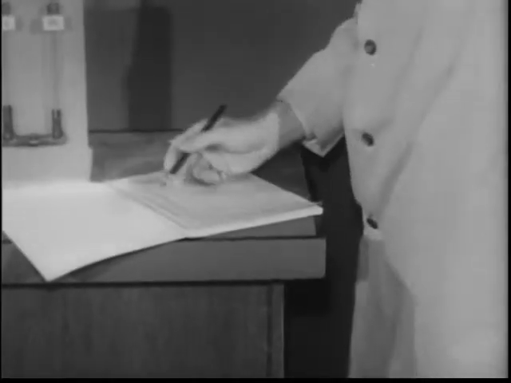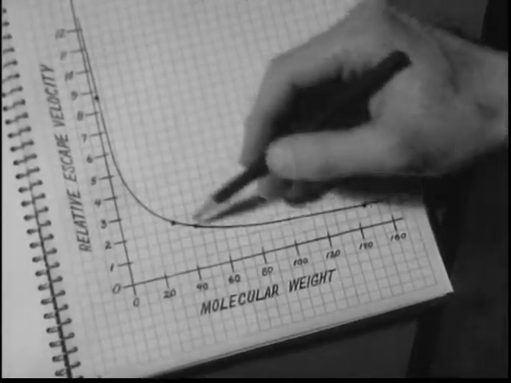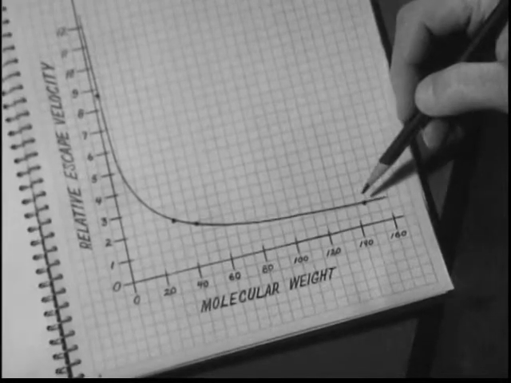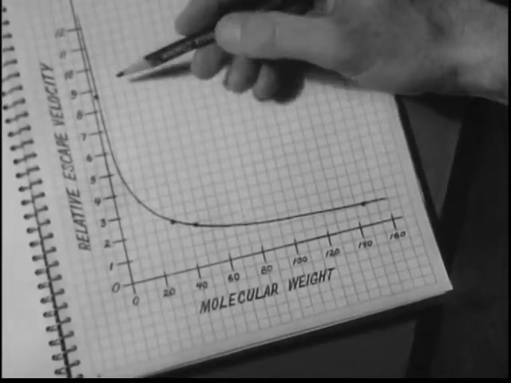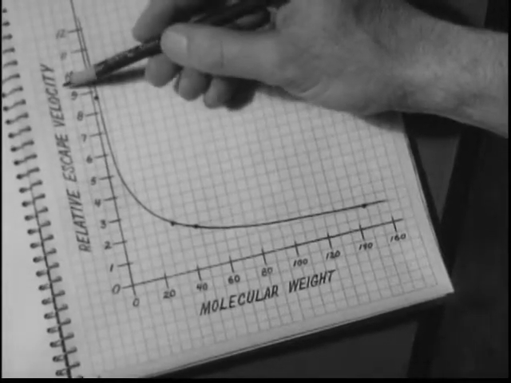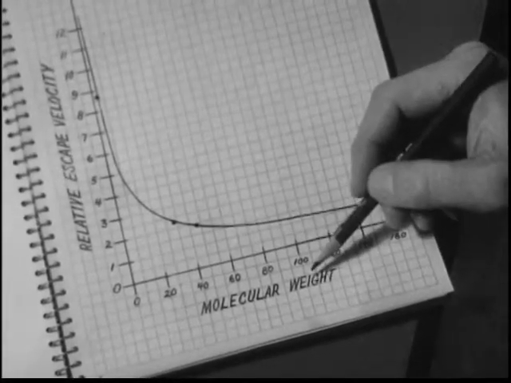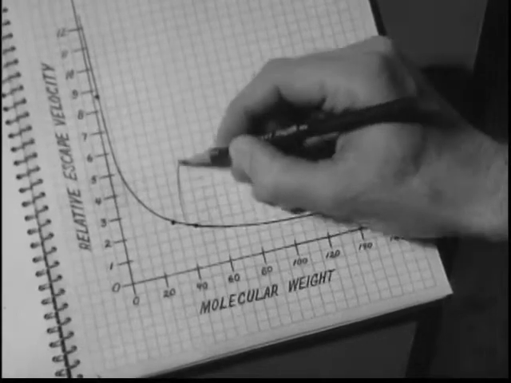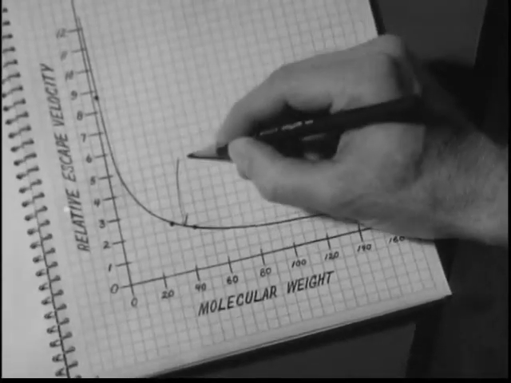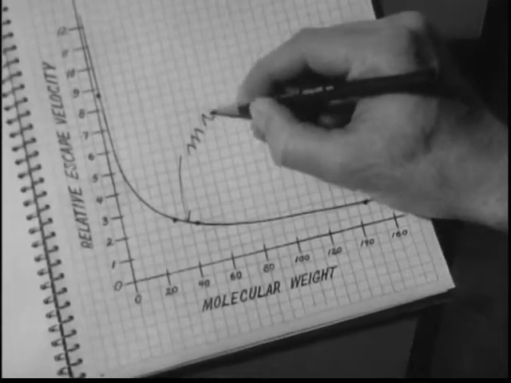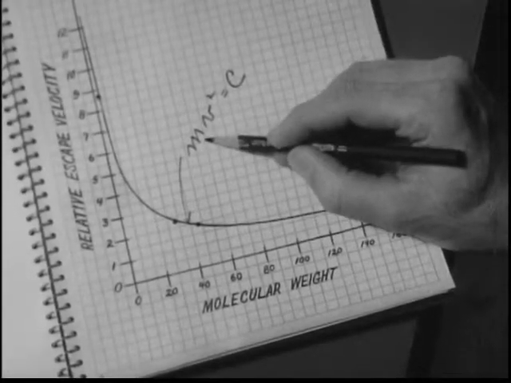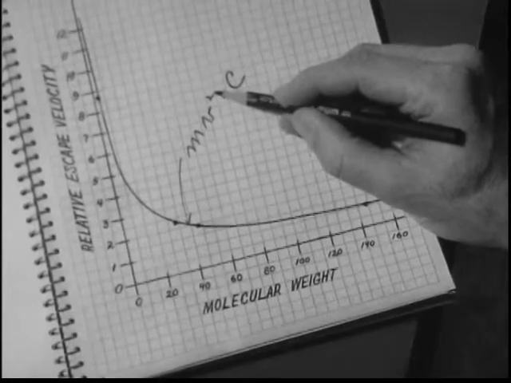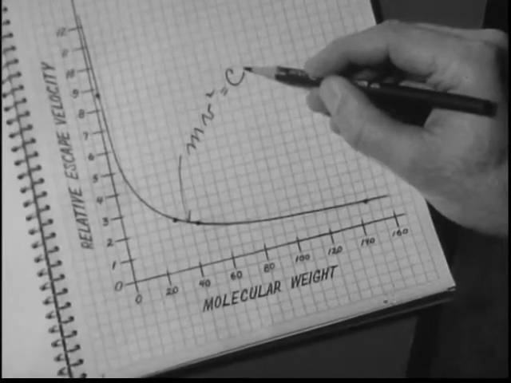We have plotted molecular weight versus velocity in this book and have obtained a smooth curve on which the points lie. In fact, data for all gases would lie on this same curve at this temperature. There is indeed a relationship between molecular velocity and molecular weight. Further examination of these data would show that they fit the equation m times v squared equals c. Molecular weight times molecular velocity squared equals a constant at constant temperature.